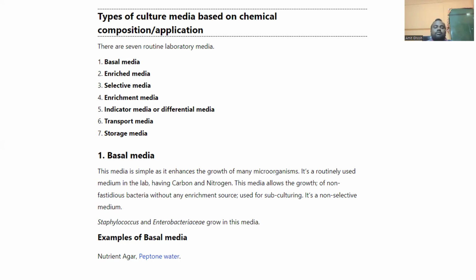An example of basal media is nutrient agar, and peptone agar is also an example of basal media. So let's repeat what basal media is. This media is simple, enhances the growth of many microorganisms, and is routinely used in the laboratory, having carbon and nitrogen. It allows the growth of non-fastidious bacteria without any enrichment source, is used for subculturing, and is non-selective. Staphylococcus and Enterobacteriaceae grow in this media. Examples of basal media are nutrient agar and peptone agar.